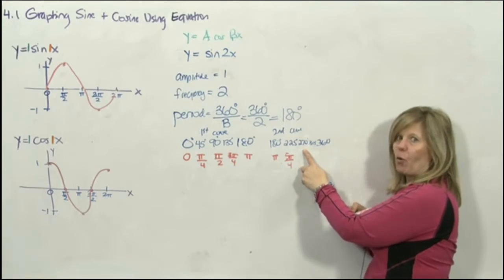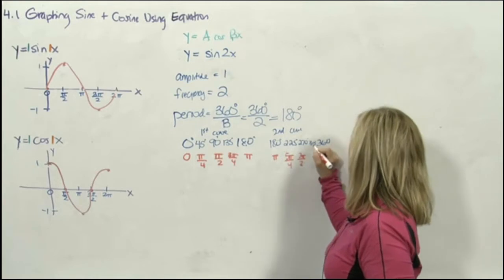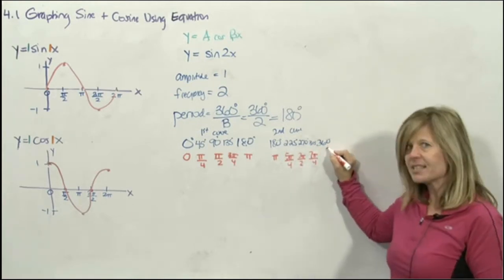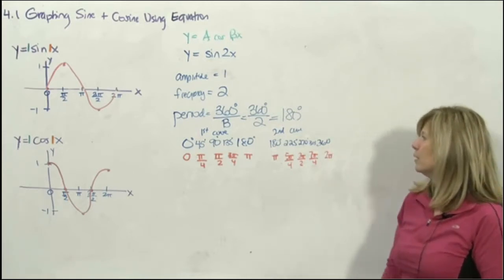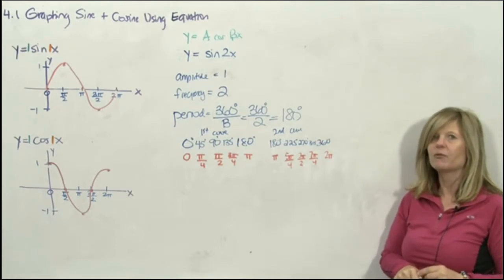270 would be 6/4, but I can't write 6/4. That's 3/2 when you reduce it. 315 is 7/4. 360 would be 8/4, but 8/4 reduced is 2 pi. So to change all those angles to radian measure is nothing more than understanding fractions.